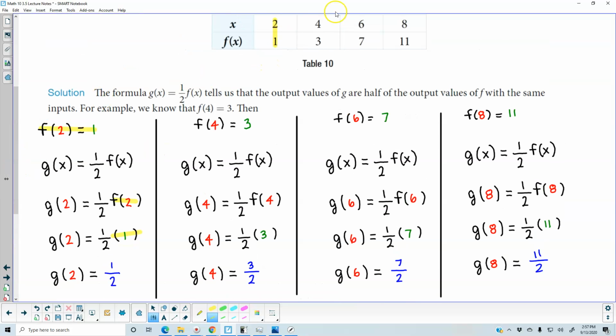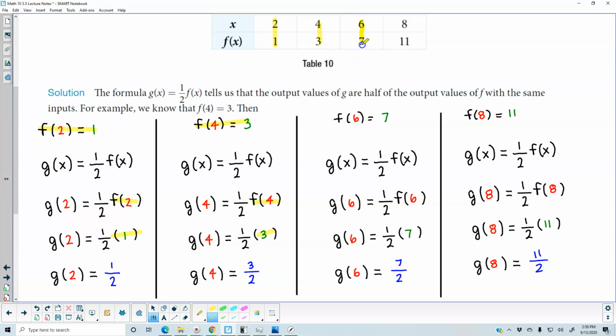Next, we have f of 4, which is equal to 3. So if we take g of x, which is equal to 1/2 of f of x, and change that to g of 4, it's going to equal 1/2 of f of 4. Recall that f of 4 has an output of 3. If we take 1/2 of that, then we get 3 over 2. So g of 4 is going to equal 3 over 2.